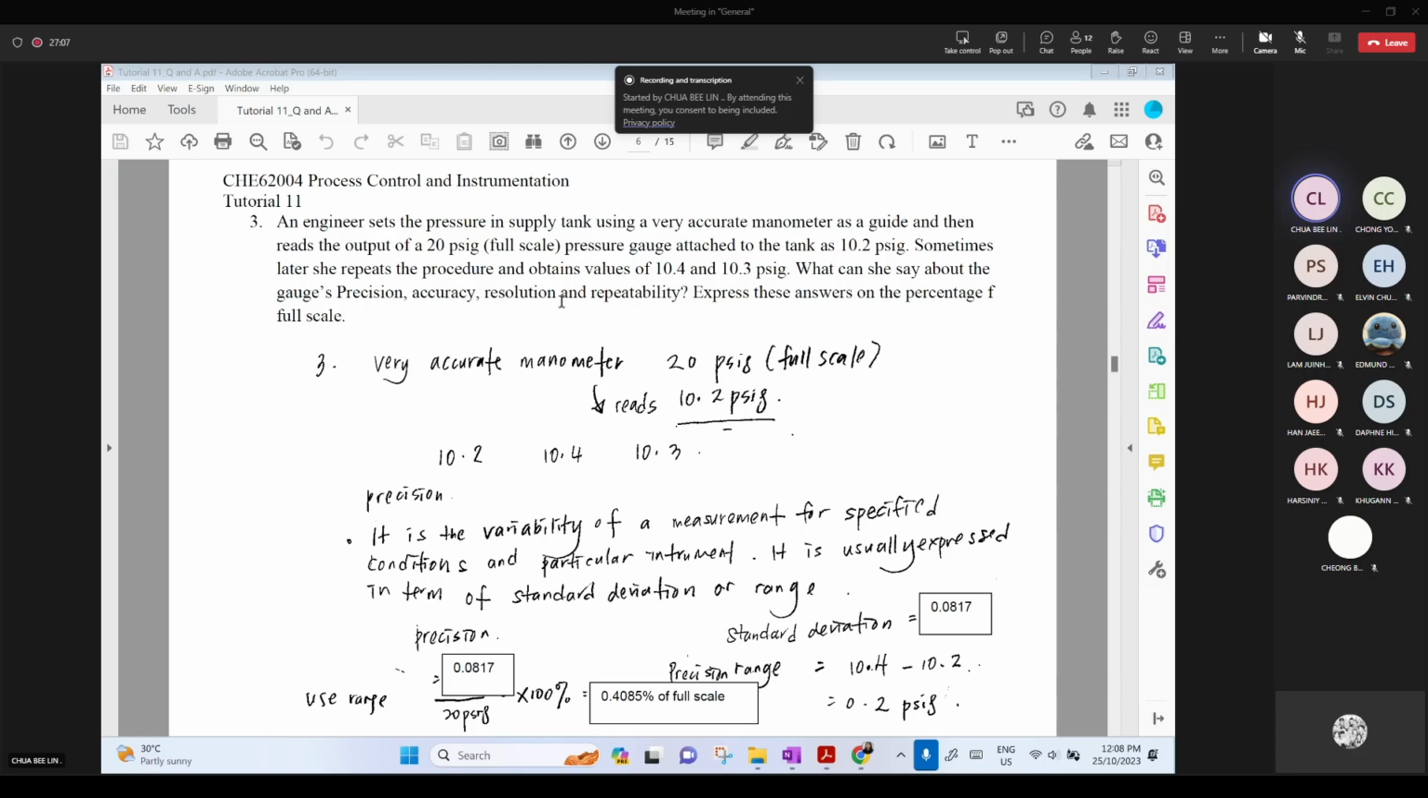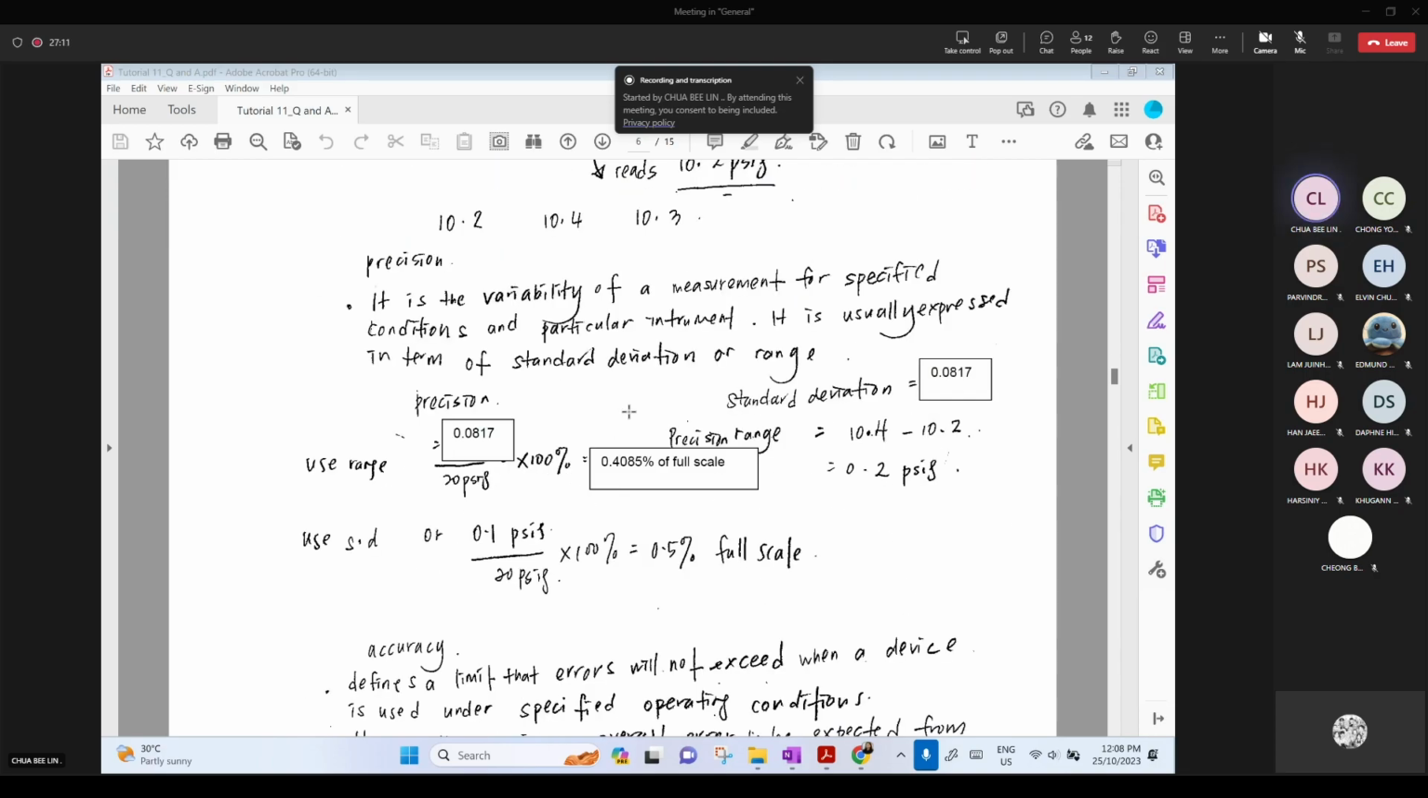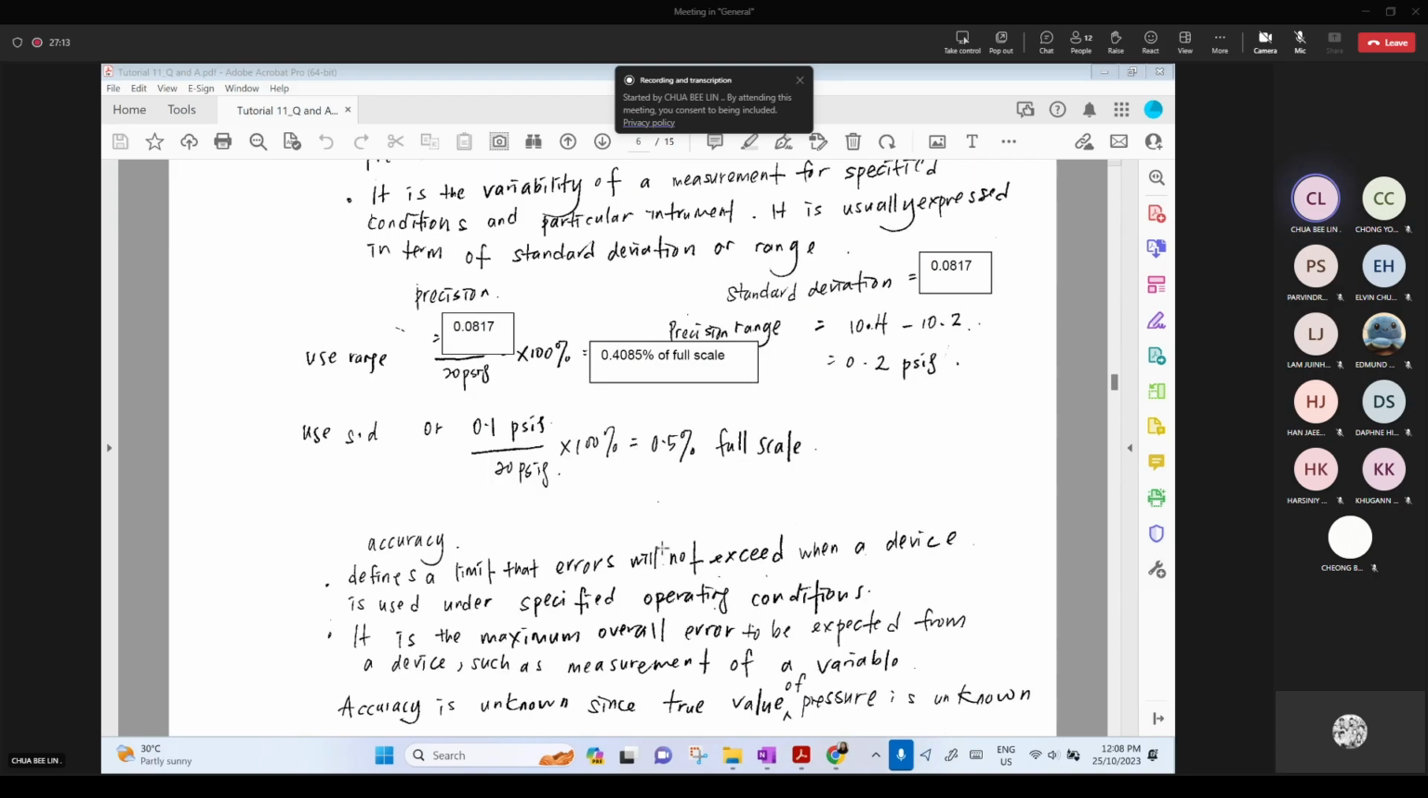So go through lecture 11 and tutorial 11. There will be questions for your final exam. I have mentioned this in Telegram already, and I also put it in MyTimes. Please go through this chapter 11 and also tutorial 11, because they will be in your final exam.